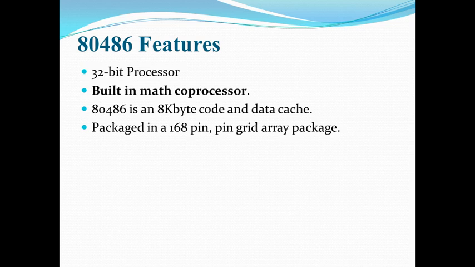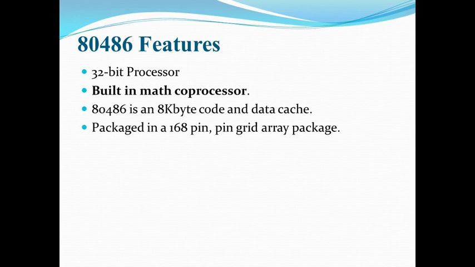So here, up to now we have been learning about segments and pages. Now we will learn about the data cache. To make room for the additional signals, 80486 is packed in a 168 pin grid array package. It means 80286 was having 68 pins, 80386 was having 132 pins, and this 80486 is having 168 pins. So this is a major change in the case of 80486.